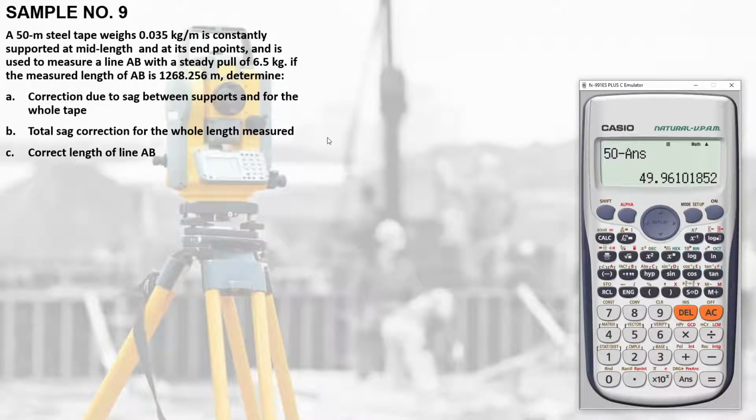So a 50 meters steel tape is constantly supported at mid-length. Ayan. Constantly supported at mid-length and at its end point. So, parang dalawang hati. Or isang hati para sa dalawang section. So, 50 meters. So, lagi itong 25, 25. And then yung total niya dito syempre is 50.